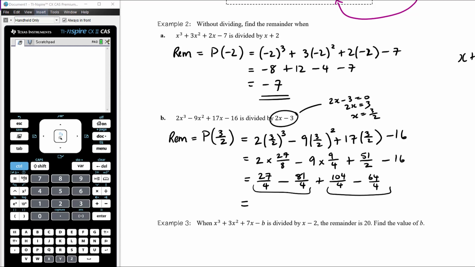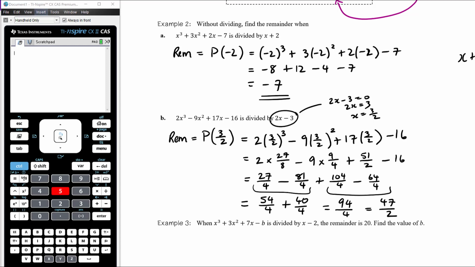So let me think, 81 minus 27 is 56, I think? 54, sorry, hold on, let me do that again. Gets me to 61, and then take away 7 gets me to 54, sorry. So it's 54 on 4, and then this is going to be 104 minus 64. As I said, that's 40 on 4. So together there we've got 94 on 4, which if we halve the top and the bottom, that's 47 on 2. So my remainder would be 47 on 2.